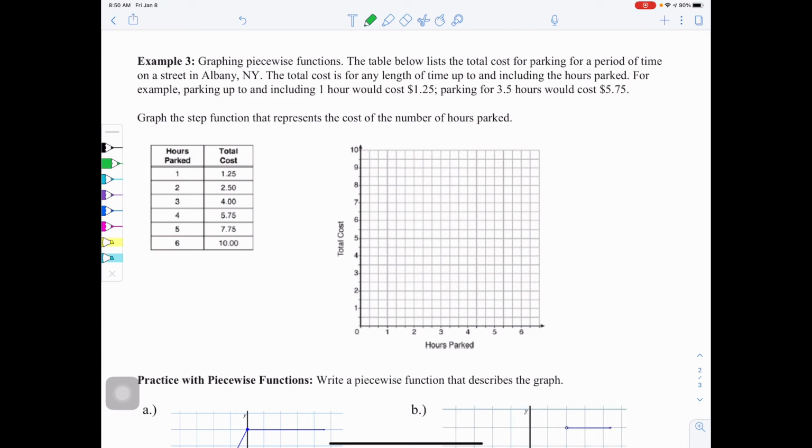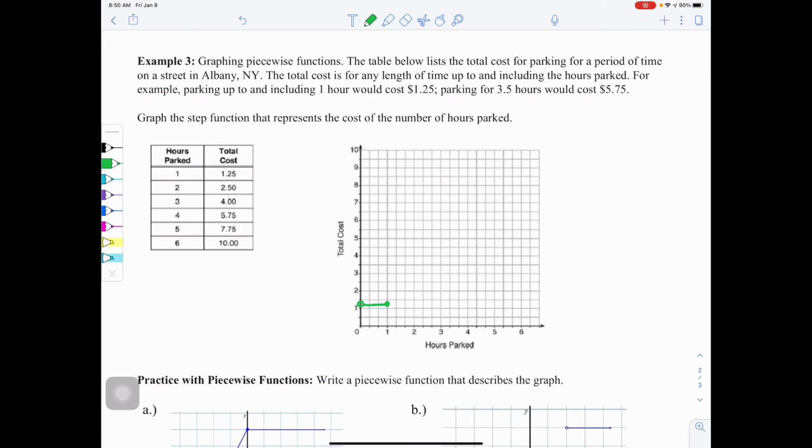Okay, so now we're going to create the graph for this. We've got 1 at 1.25. So 1.25 is right here. Now remember, you're paying $1.25 for up to and including 1 hour. That means if you park for anything over 0, all the way up to and including 1 hour, you're paying that amount. So we're going to put an open circle on 0, 1.25, and a horizontal line to show that. Then we jump up to the next interval, which is 2.50.